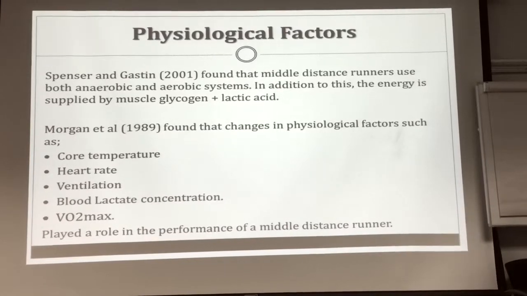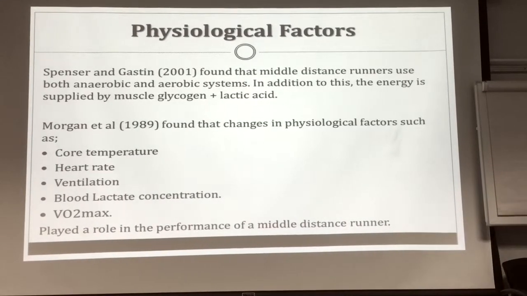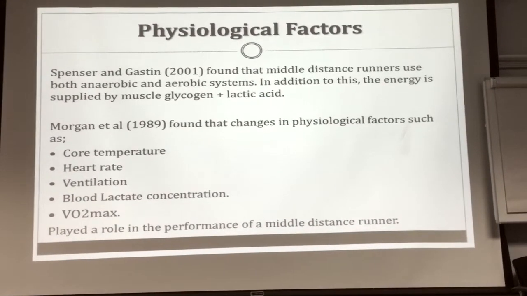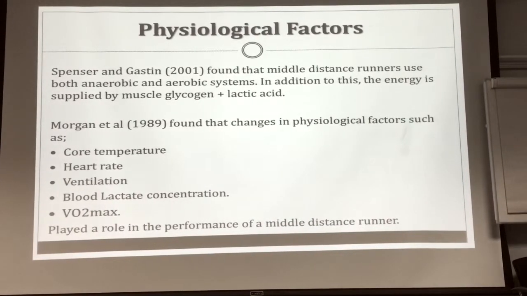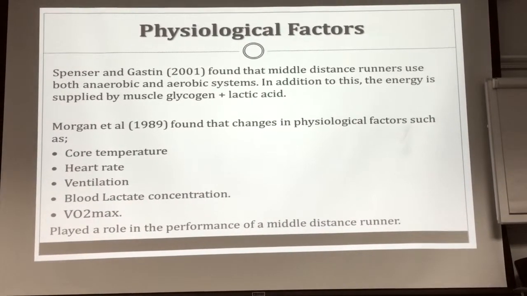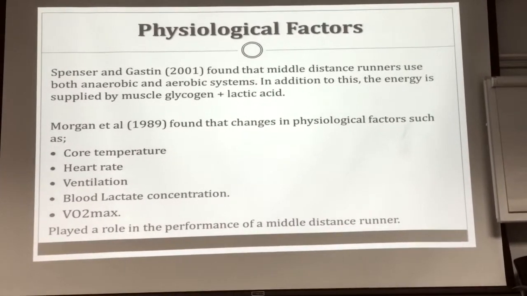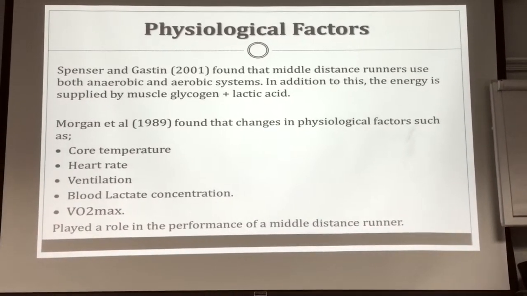Spencer and Gaston found that a middle distance runner uses both the anaerobic and aerobic systems. In addition to this, the energy is supplied by muscle glycogen and lactic acid.